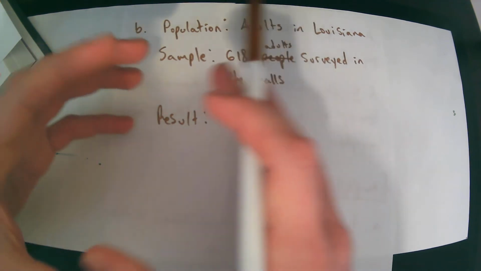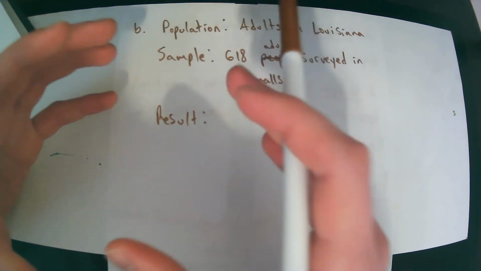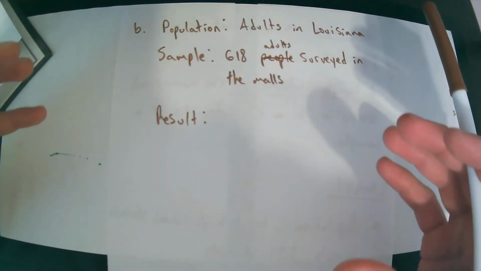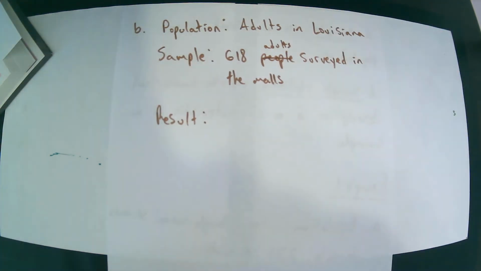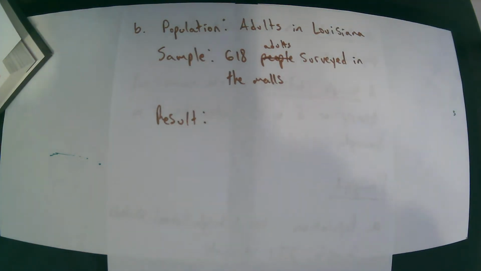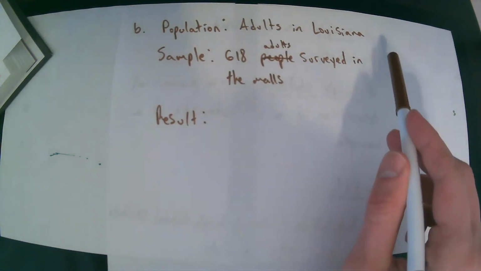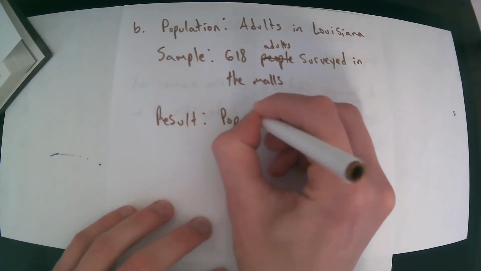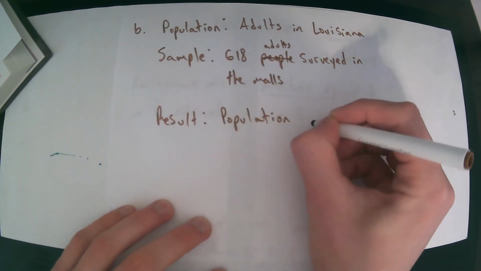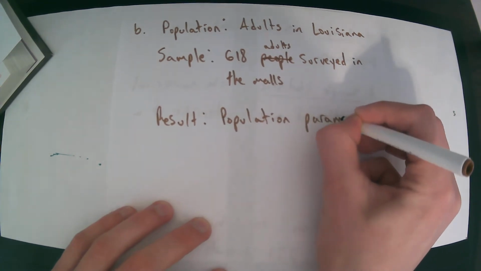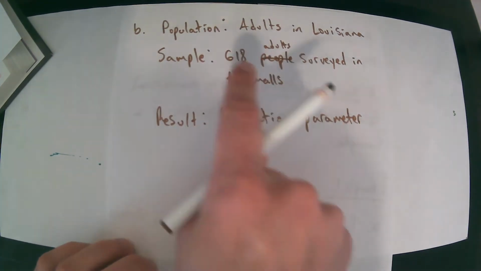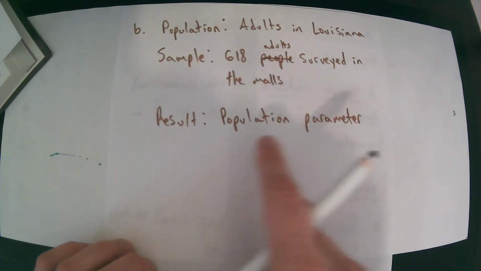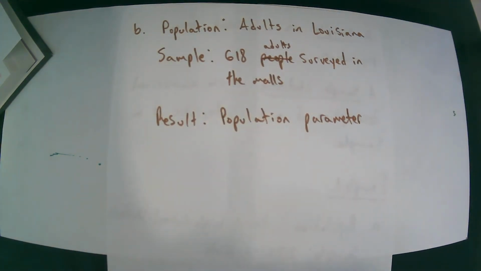But then they're taking that sample statistic and applying it to the entire population, because they're saying an estimated 48% of the adults in Louisiana are in favor. So the result is a population parameter. They're making an inference from their sample statistic to get a population parameter. Okay.